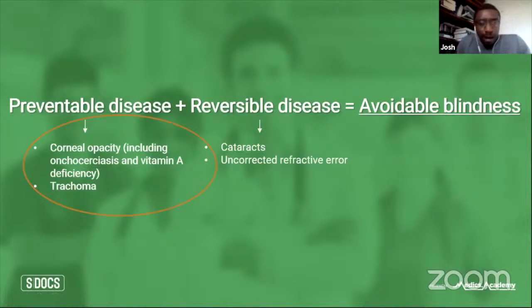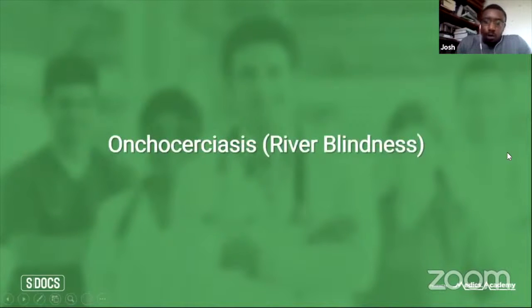So in part 1, I introduced this towards the end: avoidable blindness, preventable disease, and reversible disease. In this part 2, we're going to be looking at preventable diseases. We're going to be looking at the diseases that cause corneal opacity, and we're also going to be looking at trachoma as well. So all these diseases, they're not necessarily common in places like the UK, but they are common in other countries worldwide, and we will go through them in a bit more detail. So we'll start with onchocerciasis, or river blindness.